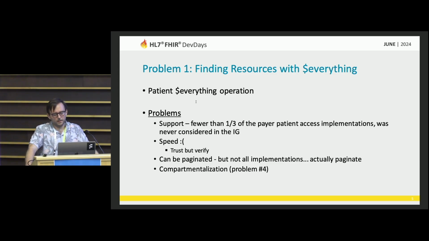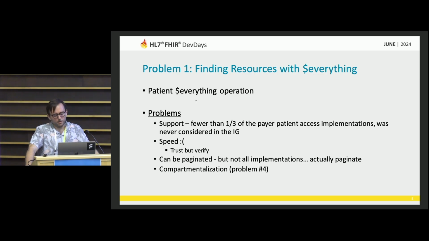This is an annoying one. The everything operation technically can be paginated. The spec has some interesting language about this. And what's confusing is that not all implementations actually paginate. They have an upper limit of resources that will actually be returned, and pagination is sort of just forgotten on this operation.